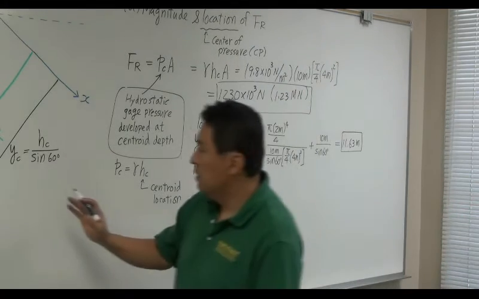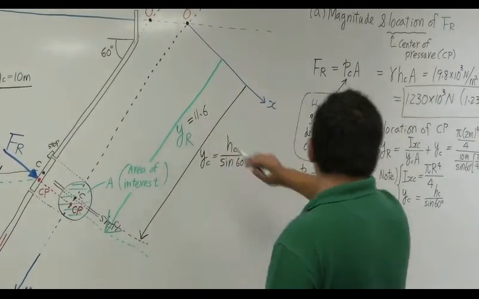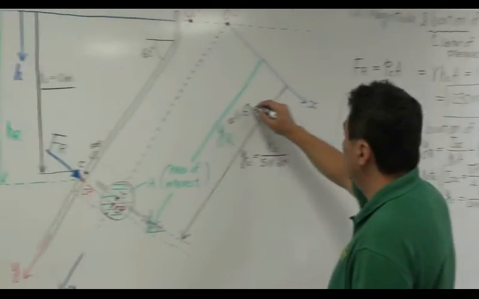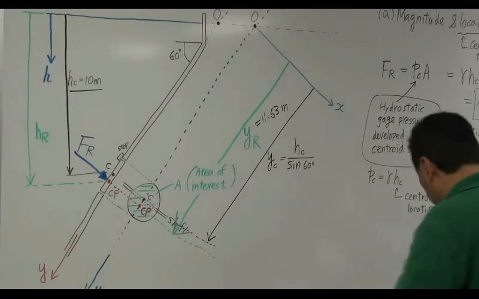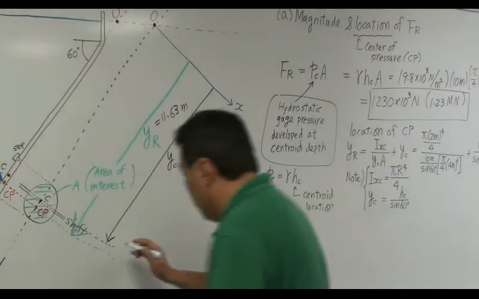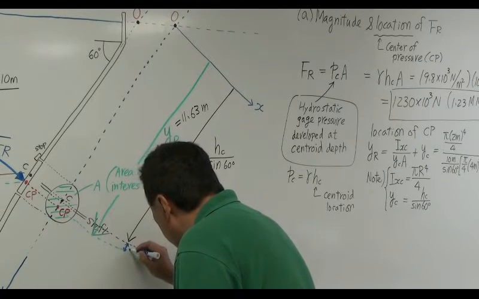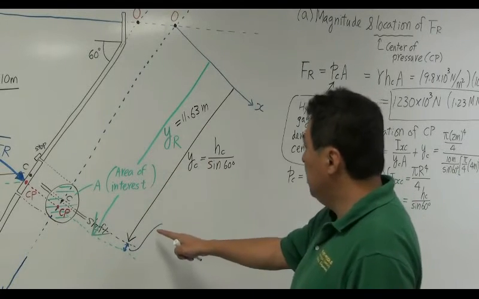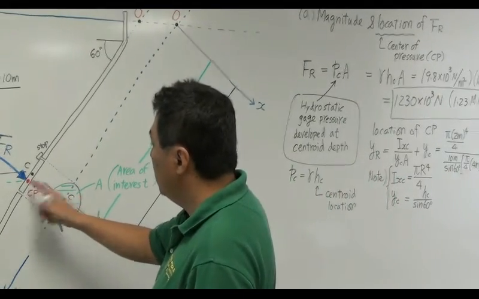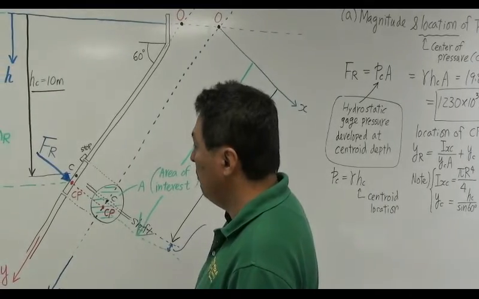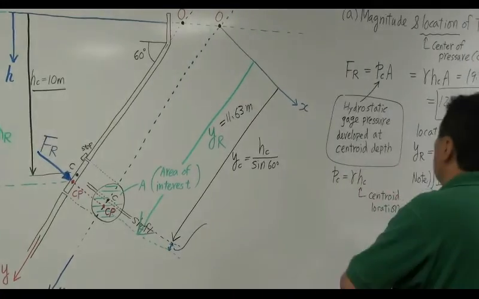So let's go back here. So you know this is 11.63 meters. The interesting thing about that is, you're going to have a small tiny difference here. This is the difference between YR and YC, the difference between the centroid and the center of pressure. Okay. So that's going to lead you to the solution of part B.